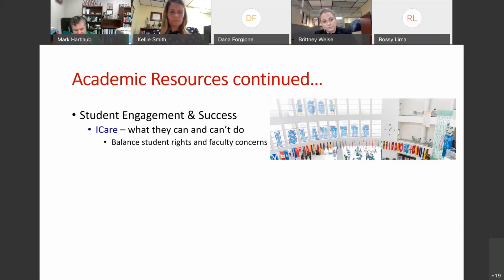And so it's important to know what they can and what they can't do. What they are doing is balancing student rights and faculty concerns. I'll be real honest here. There have been some faculty in the past that have said, oh, I never use iCare. They don't do anything. Well, that's not true. It's, in a sense, a misunderstanding of what iCare can do. If I have a student that I believe is homeless, let's say I believe that she's living in her car, then I would refer her to iCare. And then iCare reaches out to that student and says, these are the resources that are available on campus to help you. If I have a student that I believe is suffering from depression, is suffering from anxiety, et cetera, I might contact iCare. iCare reaches out to the student and provides the student resources.